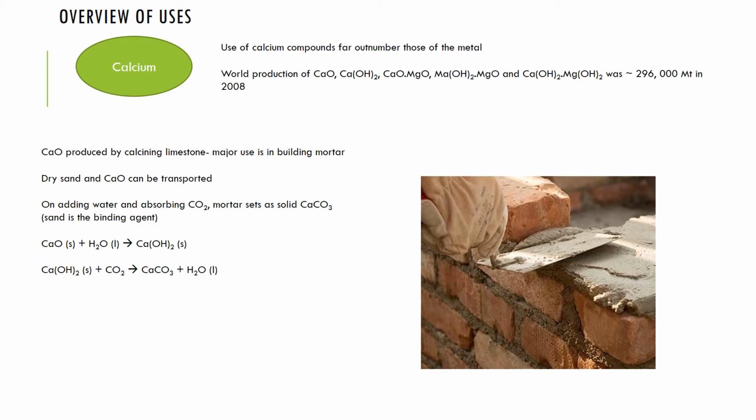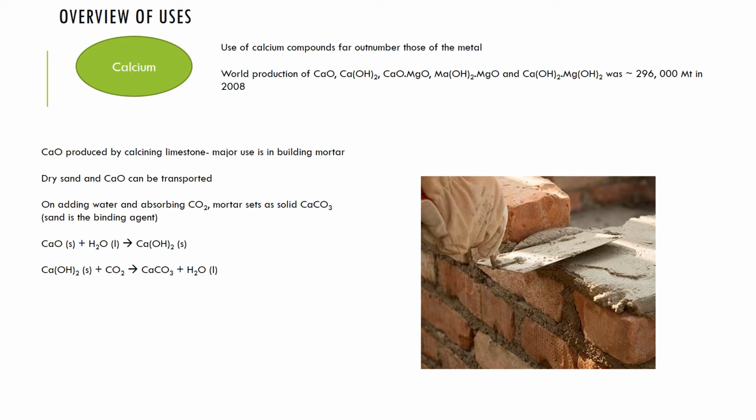Calcium metal doesn't really tend to be used for that much, but its compounds are used very heavily. Look at the large number of calcium and magnesium compounds there really, but we'll focus on the calcium compounds. A large number of them are used, and that figure there of 296,000 megatons comes from 2008. So a serious volume of calcium-containing compounds are used annually.